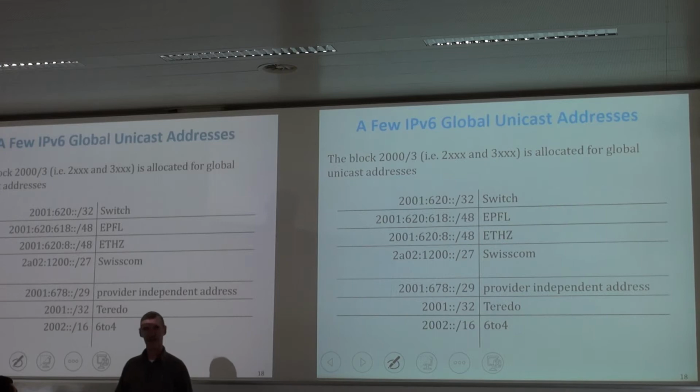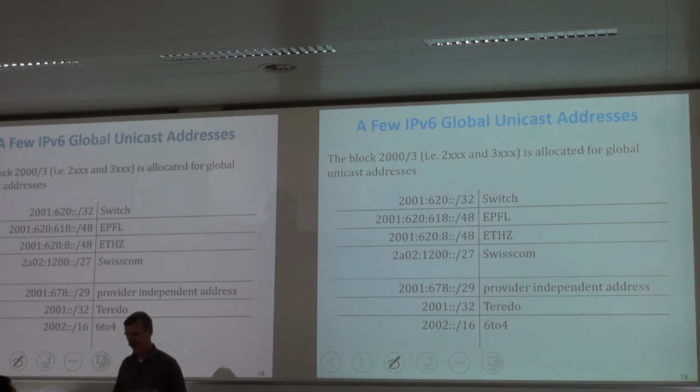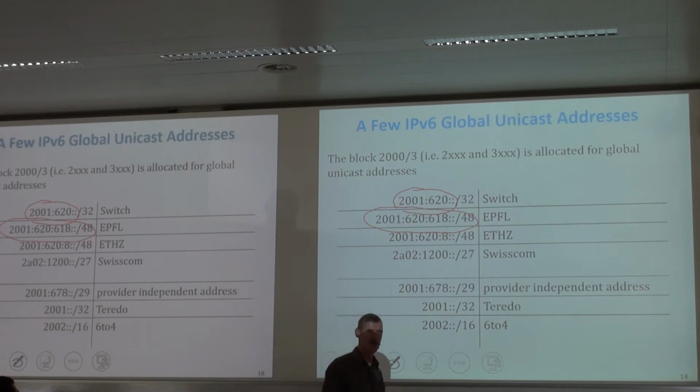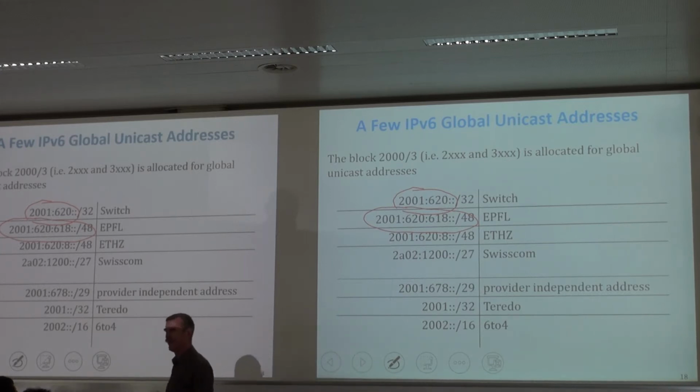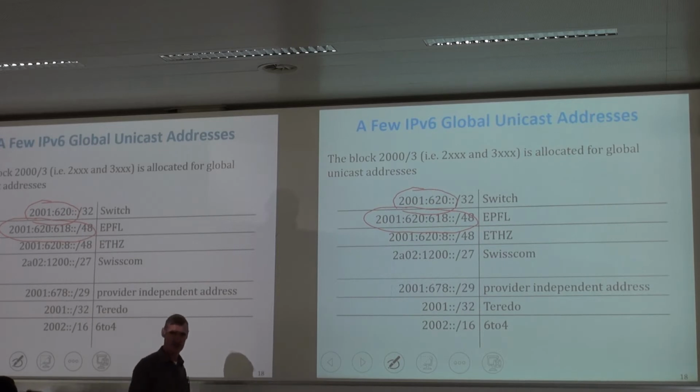Here are a few examples of IPv6 global unicast. Unicast means the normal IP address as opposed to multicast, and global means public. We've seen that this block of addresses is allocated to EPFL. This block is allocated to Switch. Switch is the provider of all universities, including EPFL. We see a difference between IPv4 and IPv6 here. If you remember the addresses of Switch, for example, they have nothing to do with the EPFL addresses. Whereas here, the EPFL block is a sub-block of the Switch block.